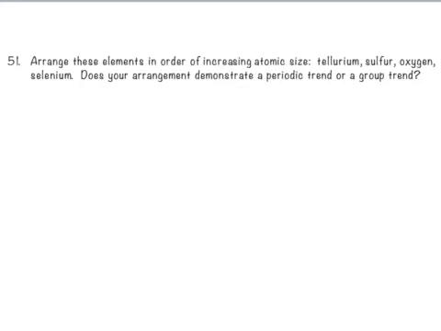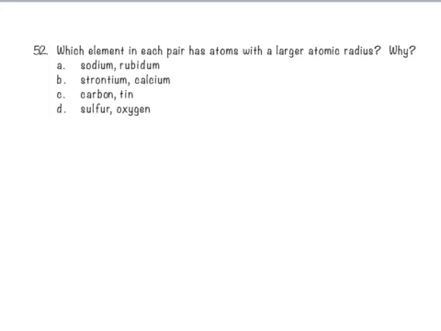Okay, in order of increasing atomic size, the smallest is going to be oxygen. It is smaller than sulfur, which is smaller than selenium, which is smaller than tellurium. So this is actually a group trend. As you go down a group, the radius gets larger. Why? More energy levels. Okay, out of the following pairs, rubidium is going to be larger. Why? Rubidium has 2 more energy levels than sodium.